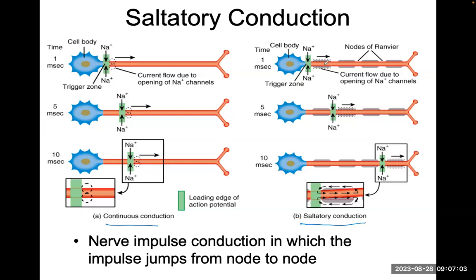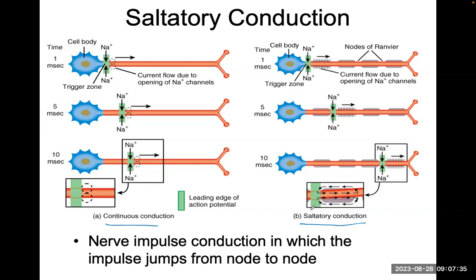Whereas in saltatory conduction, here we have these Schwann cells. Remember, Schwann cells myelinate an axon, and impulses travel really quick on myelinated axons. So at 1 millisecond, it looks like the action potential is probably the same. At 5 milliseconds, it looks pretty good. But look what happens at around 10 milliseconds. The action potential is already at the end of the axon terminal, where in continuous conduction, it's not.